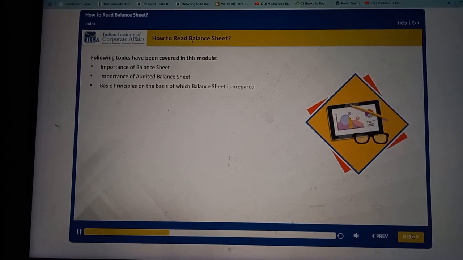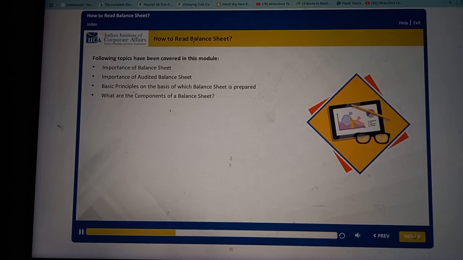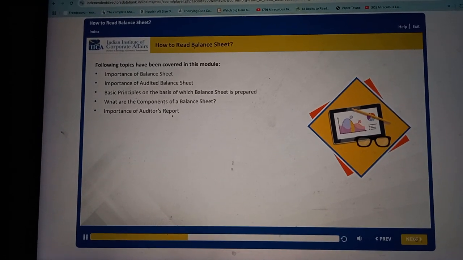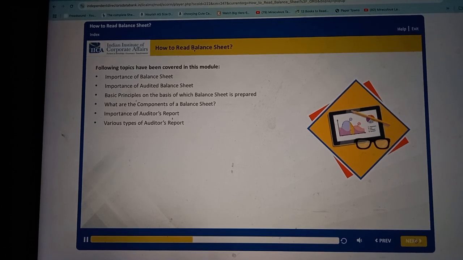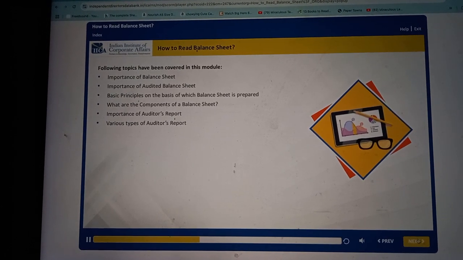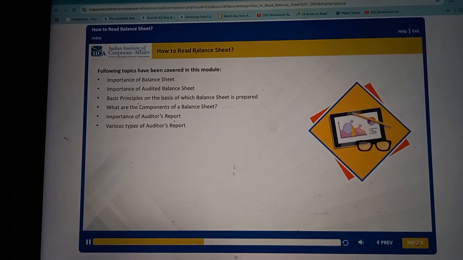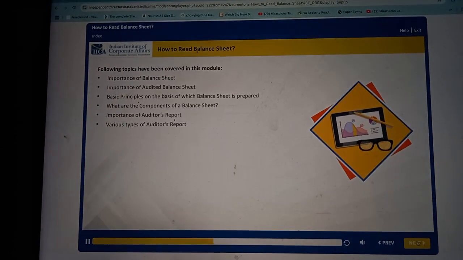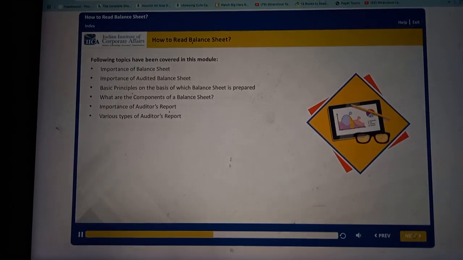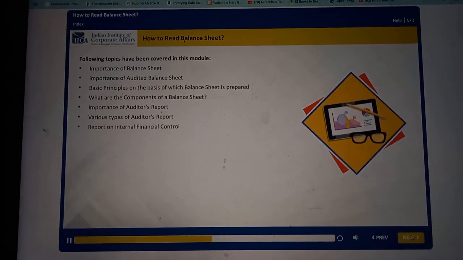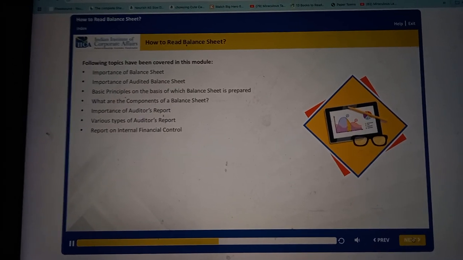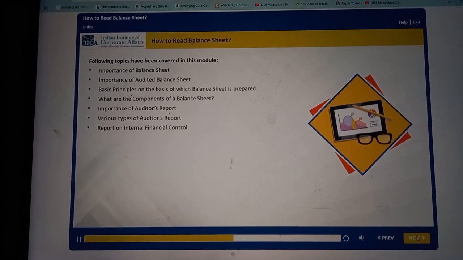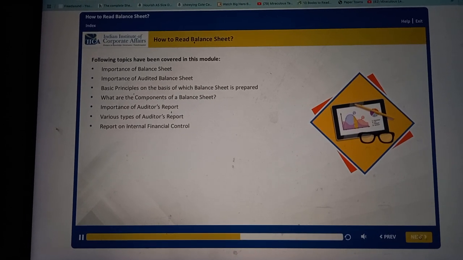And then I'll be explaining what comprises the balance sheet, what is the importance of auditor's report, and which are the various types of the auditor's report. Having explained the various types of auditor's report, there is an important report available as an annexure to the auditor's report known as Report on Internal Financial Control. I'll be explaining in detail the importance and how to read the report on internal financial control.